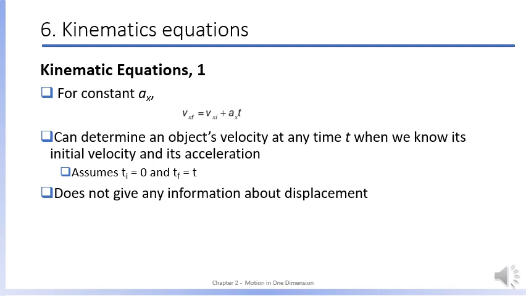This equation can determine an object's velocity at any time t when we know its initial velocity and its acceleration. It assumes ti equals 0 and tf equals t. In this equation, we assume that the initial time is 0. This equation does not give any information about displacements.